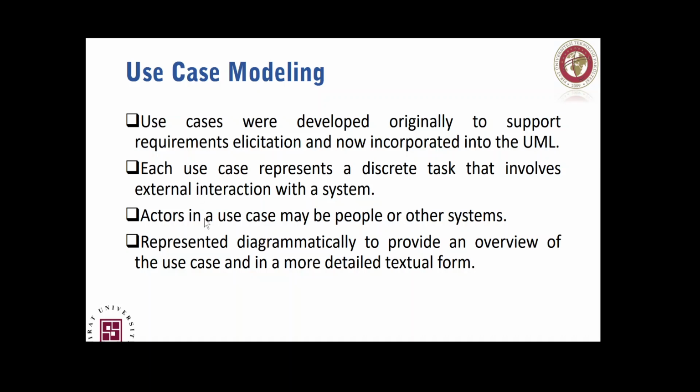So we have actors. Actors can be human beings like a user, or they can be subsystems or other systems, okay? Subsystems from our software system or other systems that our system is dependent on or has an interaction with. So those are represented diagrammatically, that means visually by diagrams, and usually the representation by diagrams is not enough.